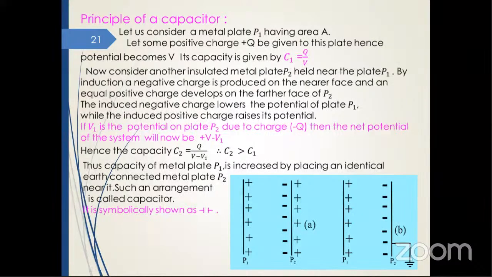To understand this principle of the capacitor, here we see plate P1 and plate P2. First we find the potential of P1, and then for both plates, P1 and P2, and with the help of this we can see how we increase the capacity of metal plate P1 using another identical metal plate P2 near it, and such a type of arrangement is called a capacitor.